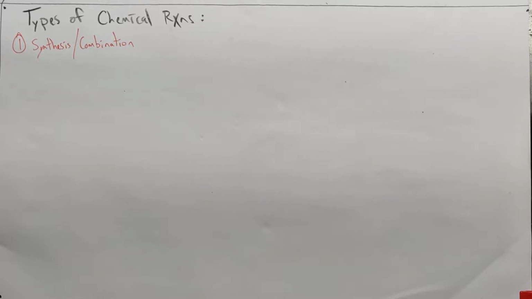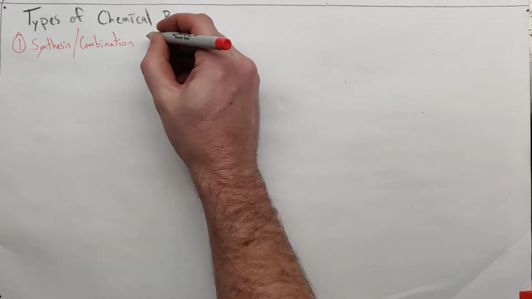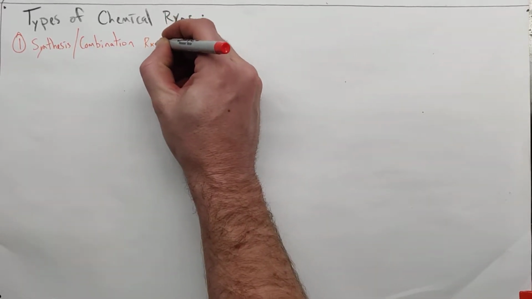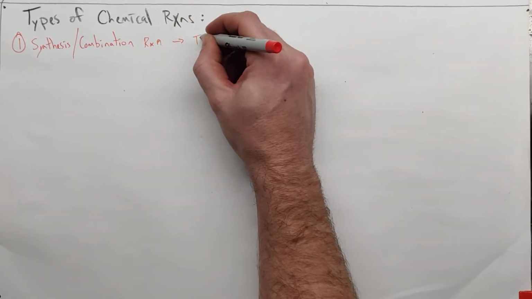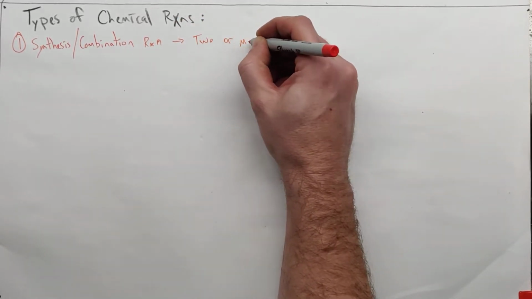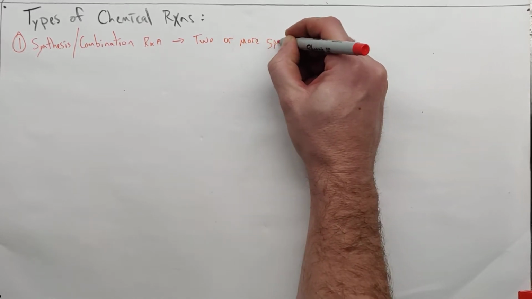I think the most basic idea for a chemical reaction is when stuff combines to make something new, and that's the basis of a synthesis or combination reaction. You have 2 or more species combining to make one new compound, right? 2 or more species combine to make one compound.